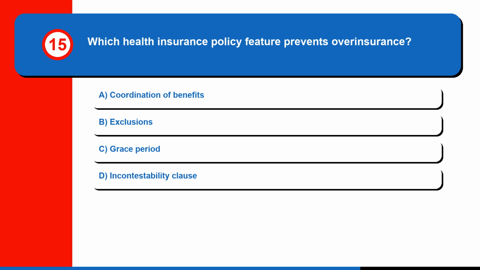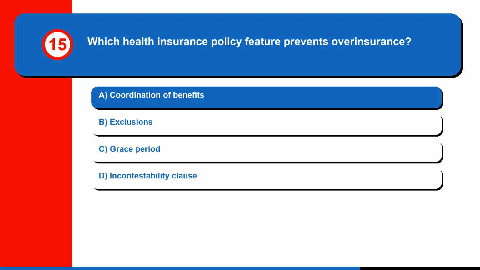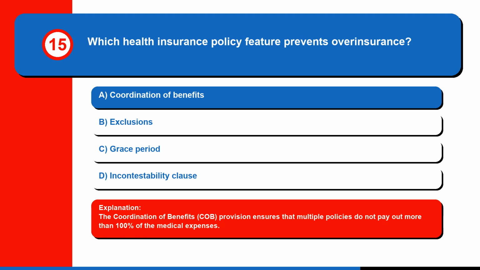Question 15. Which health insurance policy feature prevents overinsurance? A. Coordination of benefits, B. Exclusions, C. Grace period, or D. Incontestability clause. The correct answer is A. Coordination of benefits. The coordination of benefits, COB, provision ensures that multiple policies do not pay out more than 100% of the medical expenses.